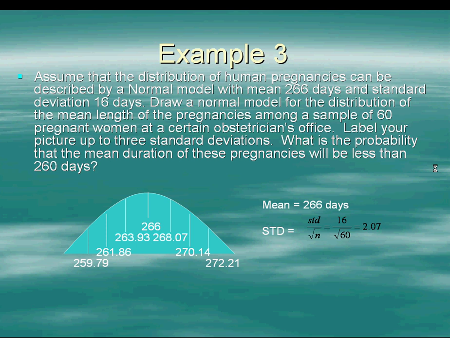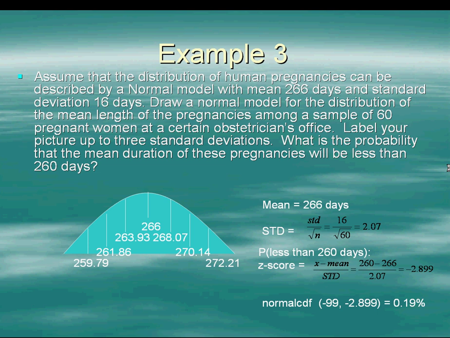Now we're going to find the probability that our mean for our sample is less than 260 days. To find the z-score, we do x minus the mean divided by the standard deviation. That's 260 minus 266 divided by 2.07. That gives us a z-score of negative 2.899. We want to be less than that for our mean. So we're going to do normal CDF from negative 99 to negative 2.899. That is about 0.19%, so a very low percentage of chance that our mean would be less than 260 days.